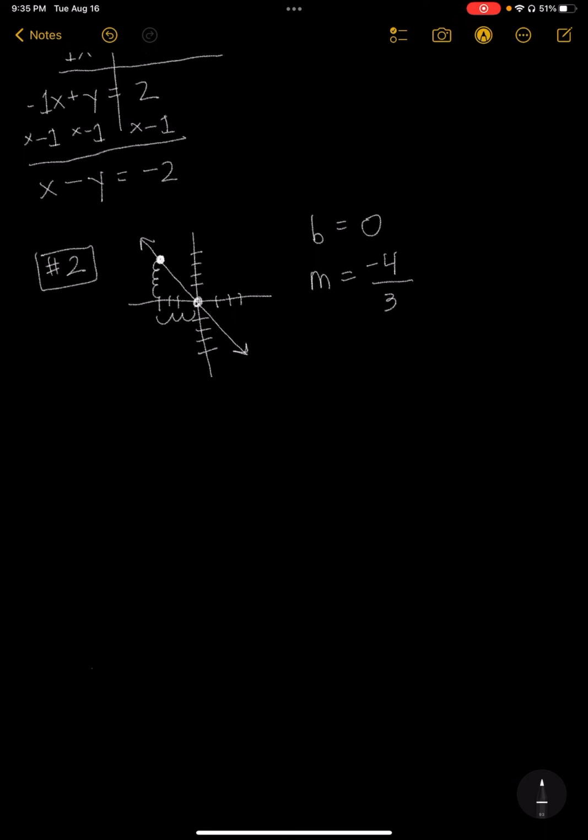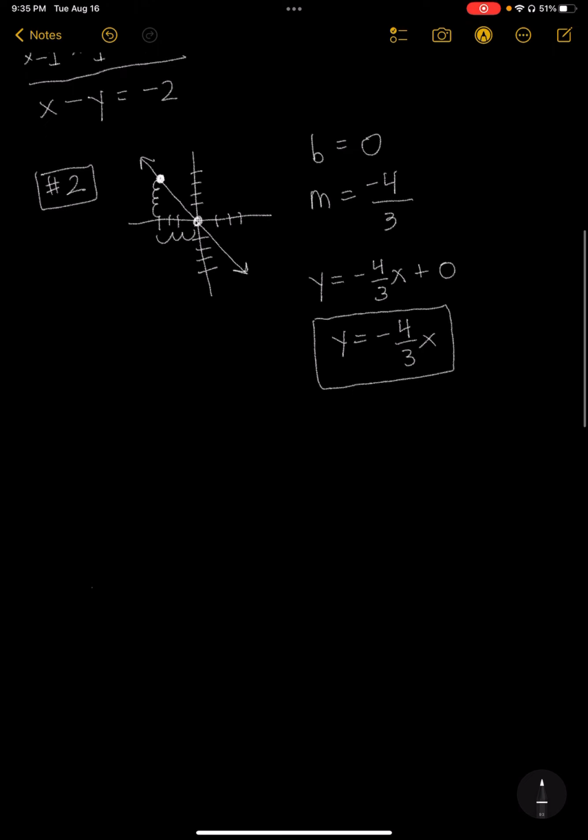So my slope is -4/3. Okay, with this information, we can write the slope-intercept form y equals mx plus b. So it'll be y equals -4/3 because that's my m, x plus 0. We don't have to add that 0 in there. We could literally just write y equals -4/3 x. That is my slope-intercept form.